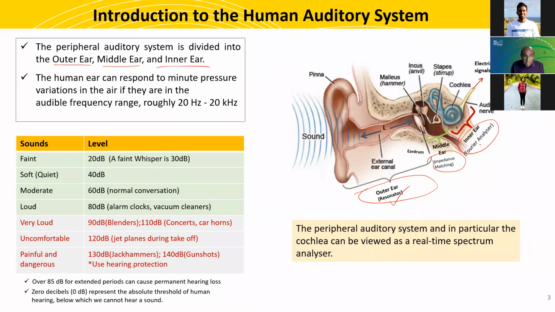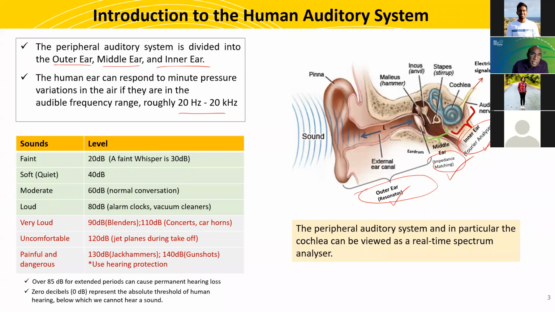And then the middle ear is impedance matching, because you've got a vibration, and then you're going to transmit that to the inner ear. And then the inner ear would be the spectrum analyzer, actually analyzing the signal. The human ear can respond from 20 hertz to 20 kilohertz. It can go slightly to 21, 22, but there's no hard and fast rule as exactly 20, okay?